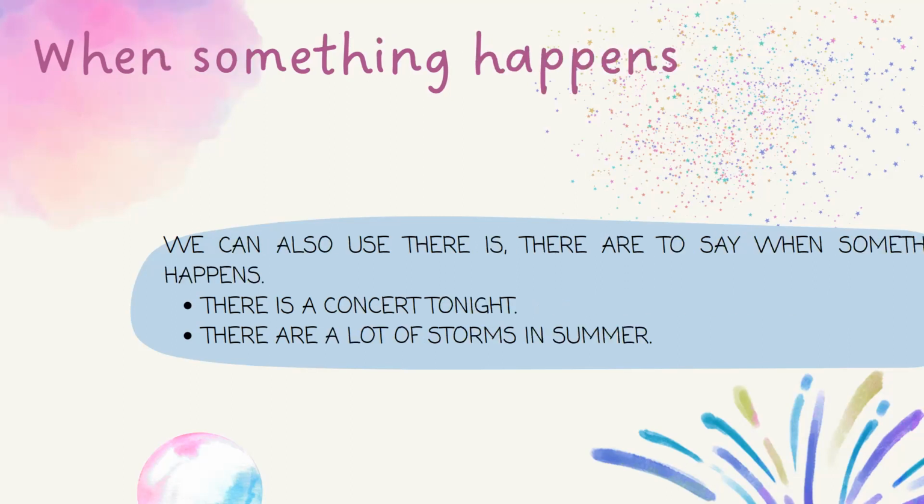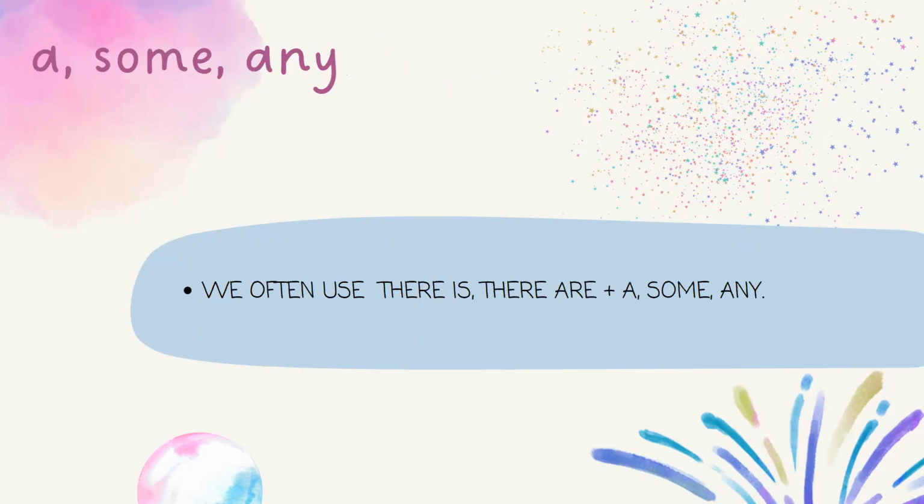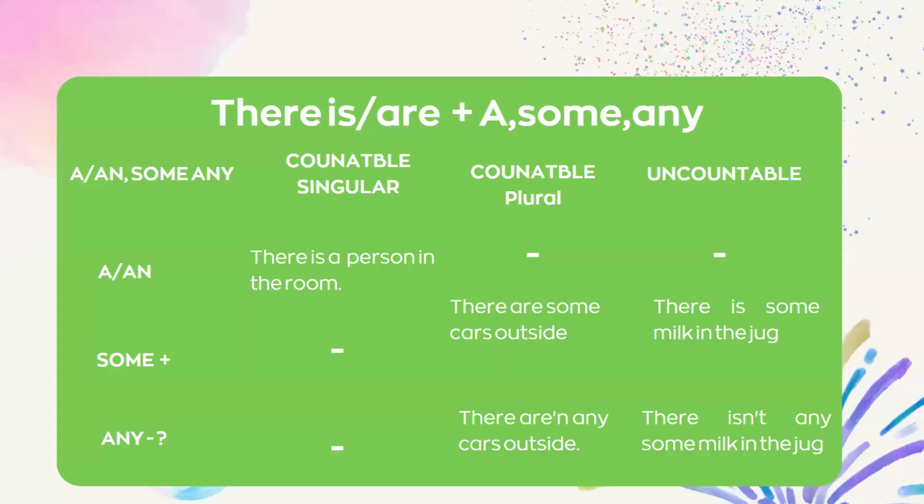We can also use there is, there are to say when something happens. There's a concert tonight. There are a lot of storms in the summer. We often use there is, there are plus a, some, and any. So when we have a or an, we can use it with the countable singular. There is a person in the room. When you want to use some, you can use it with countable plural or uncountable. There are some cars outside. There is some milk in the jug.